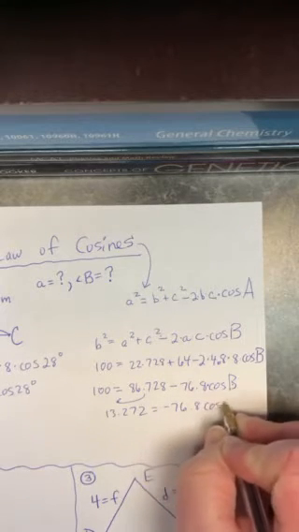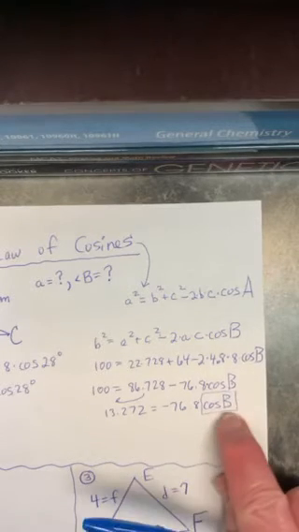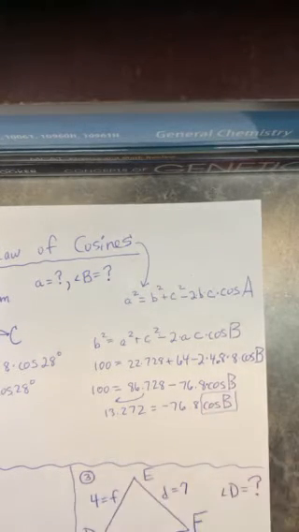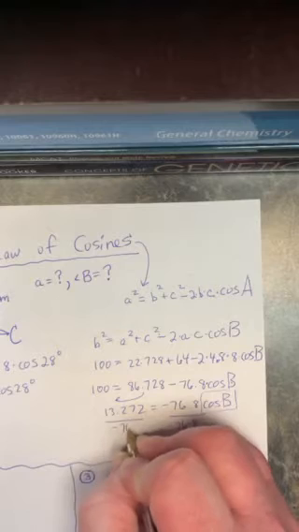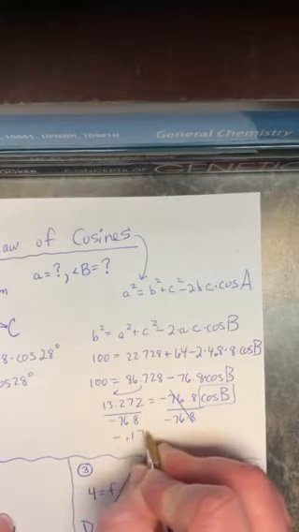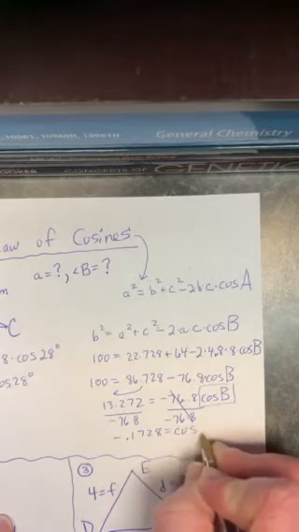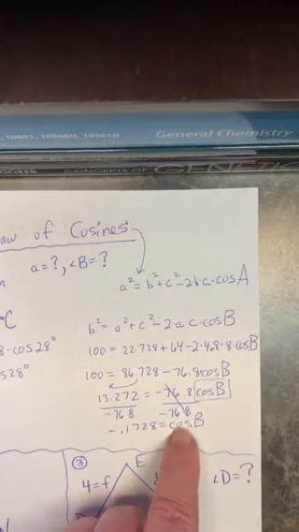76.8 cosine capital B. And now to get this cosine B by itself, are you with me? We're trying to get cosine B by itself. I got to divide by the negative 76.8. And that'll give me, okay, I'm taking that 13.272 that was still on my screen. I'm dividing by negative 76.8 and getting negative 0.1728 equals cosine capital B. Now, guys, remember, I'm not done. That's not how big angle B is. That's the cosine of B.